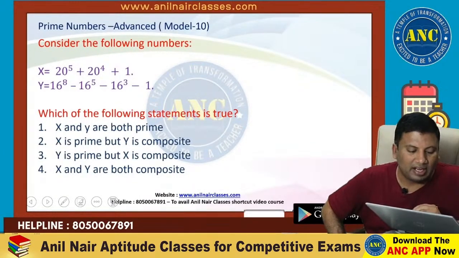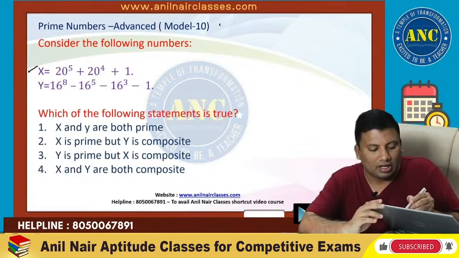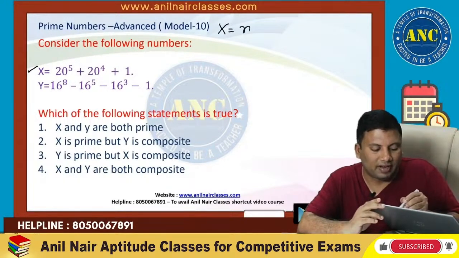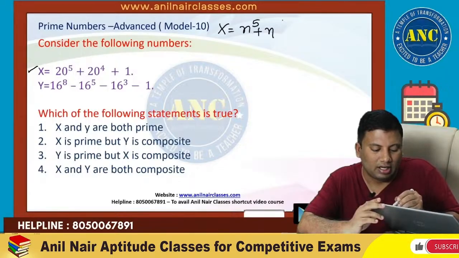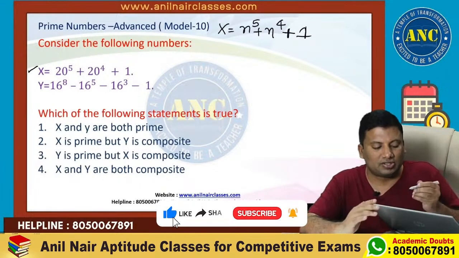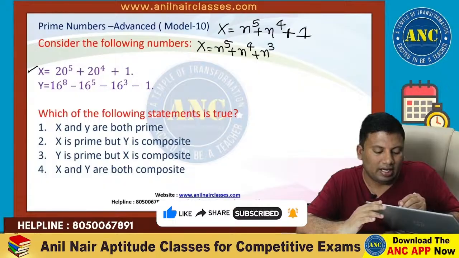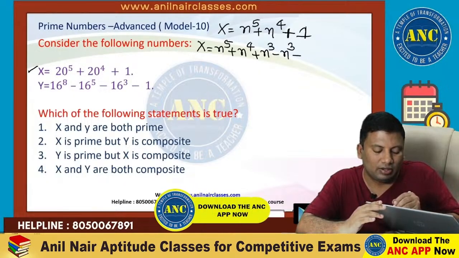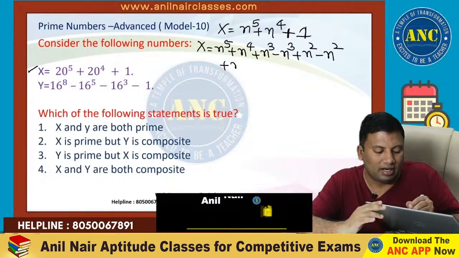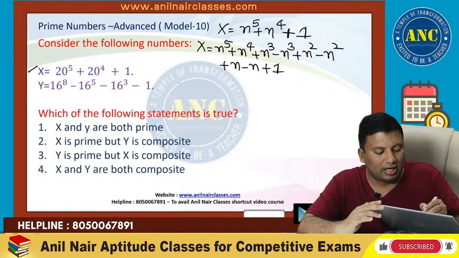This is a very, very good question, sir. Extremely good question. First one, x equivalent to 20, forget about it. It is nothing but n power 5 plus n power 4 plus 1. Can I write it as n power 5 plus n power 4, I will add n cube and subtract n cube, add n square and subtract n square, add n and subtract n, plus 1. You will come to know why I am doing this.